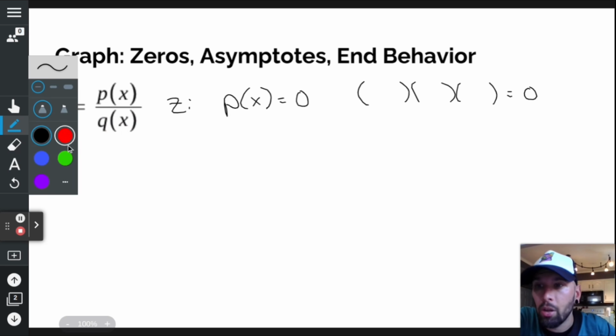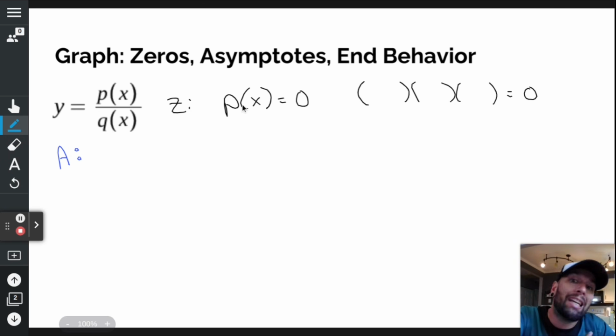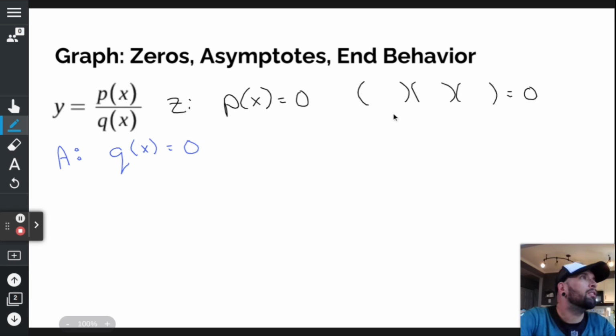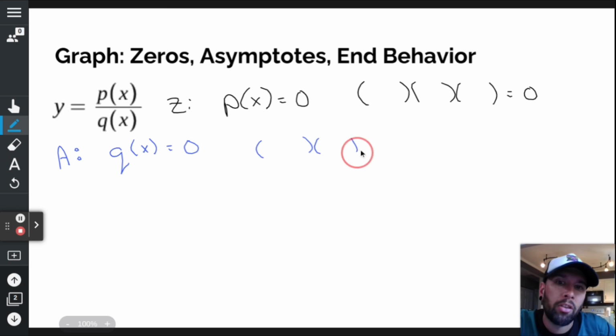So that's zeros. What are asymptotes? Asymptotes are going to be wherever your graph explodes. Now, the only thing that makes an equation that's also a fraction explode is whenever the denominator is undefined. Undefined means, is there a number that you can plug into the denominator that gives you 0? So asymptotes exist at these moments where the denominator is equal to 0.